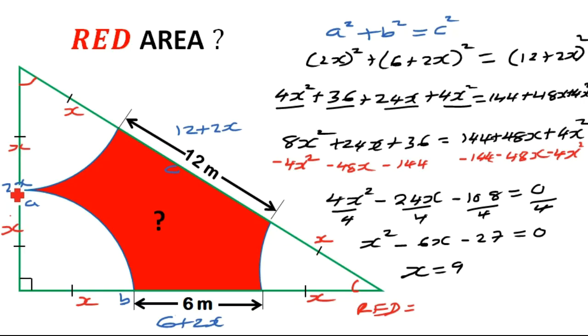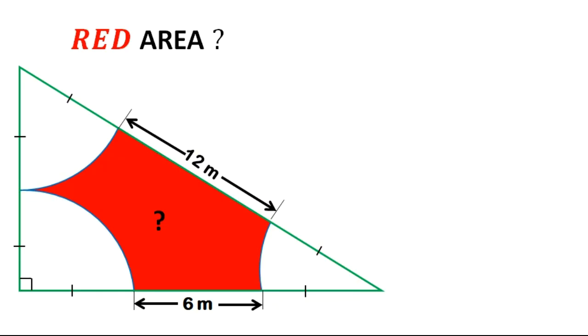You can see the base here we have 6 plus 2x. X we found is 9. So 9 times 2 is 18, plus 6, that is 24. Then 2x, x is 9, 2 times that is 18. Then we have 9 times 2 is 18, 18 plus 12, that is 30. So we found 18, 24, 30. So what do we have here? We now have this. We found the height to be 18, the base to be 24, and the hypotenuse to be 30.